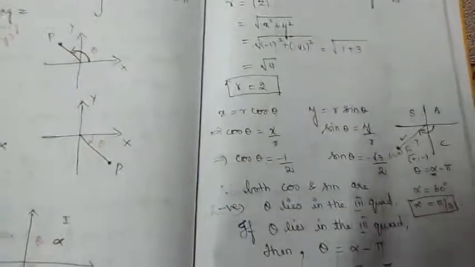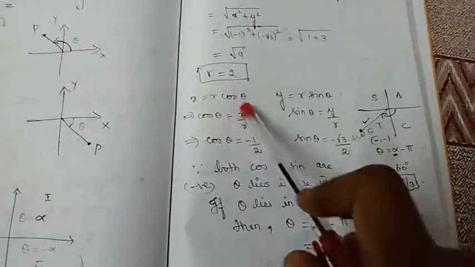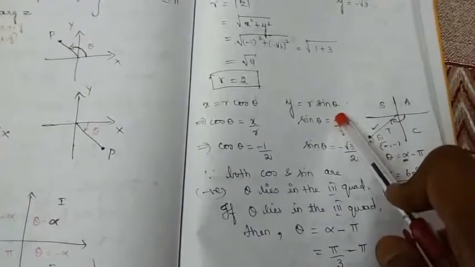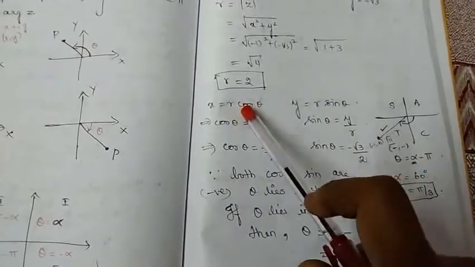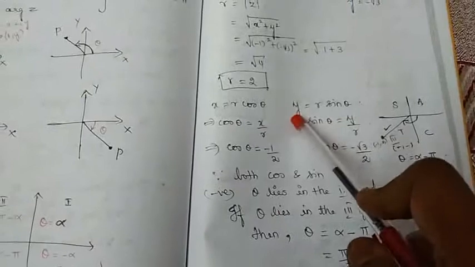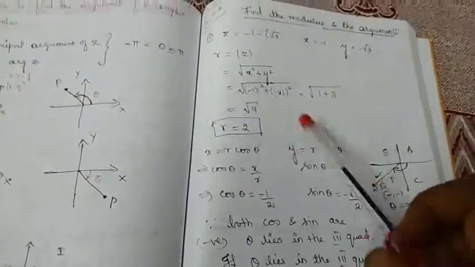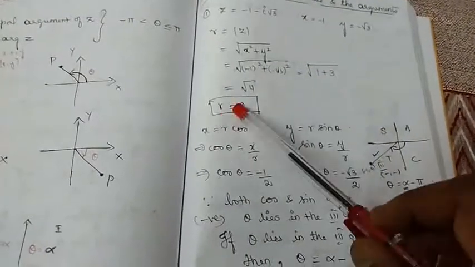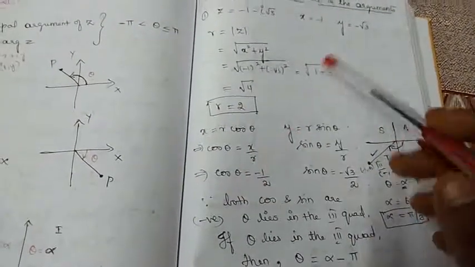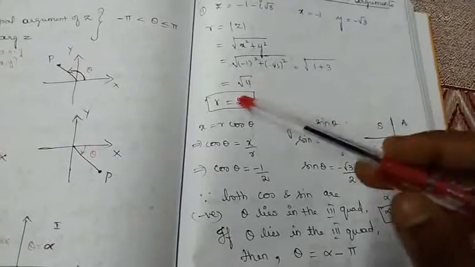Then our aim is to find theta. How do we find theta? We know the relation between x, y, r and theta. x is r cos theta, y is r sin theta. So cos theta is going to be x by r, sin theta is going to be y by r. Now the x value we know is minus 1, the r value is 2. So cos theta is minus 1 by 2, sin theta is minus root 3 by 2.